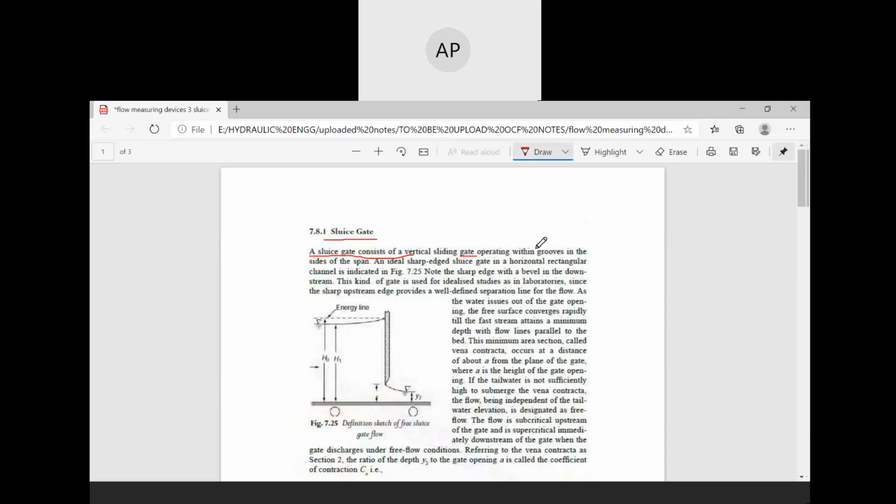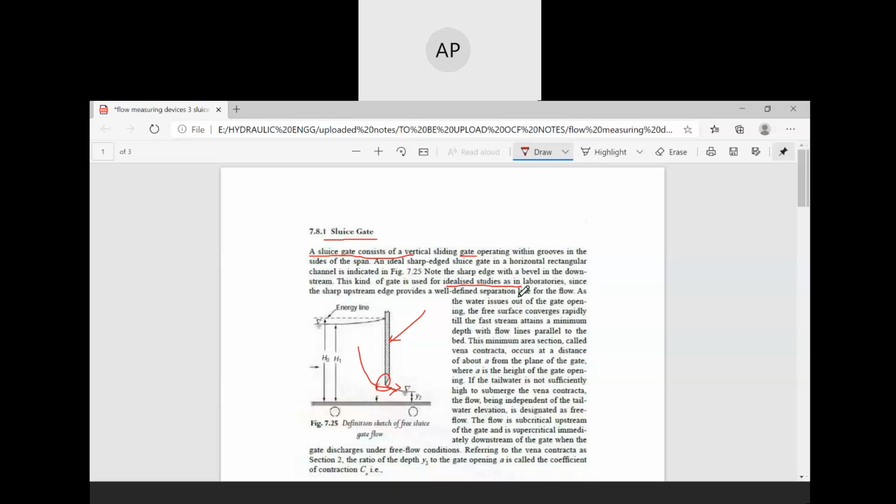An ideal sharp edge sluice gate in a horizontal rectangular channel is shown in the figure. In this figure, this is your sluice gate. This is the direction of flow. Generally the sluice gate operates as a flow regulating device. The sharp edge is on the downstream side. This sharp edge is pointing downward. This kind of gate is used for idealized studies as in laboratories, since the sharp upstream edge provides a well-defined separation line for the flow.